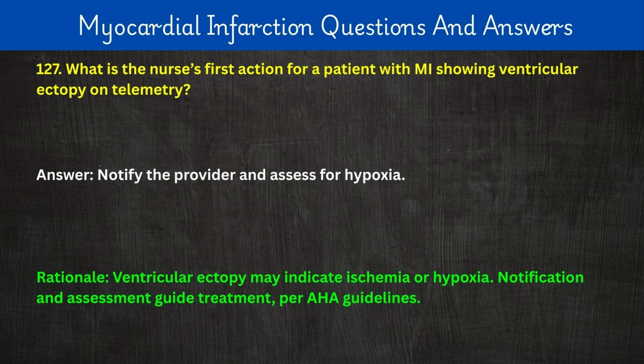127. What is the nurse's first action for a patient with MI showing ventricular ectopy on telemetry? Answer. Notify the provider and assess for hypoxia. Rationale. Ventricular ectopy may indicate ischemia or hypoxia. Notification and assessment guide treatment, per AHA guidelines.